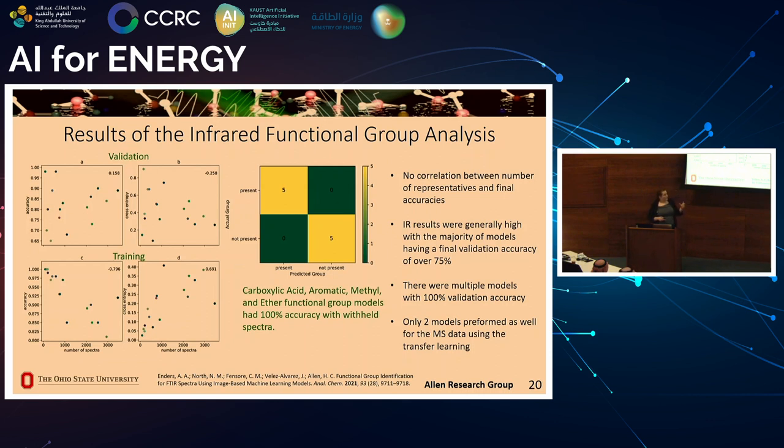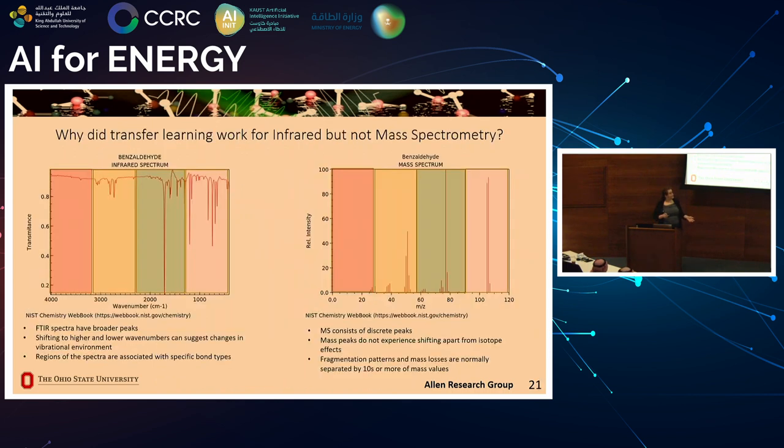The unfortunate part about this was we tried this exact same process with the mass spectra, and it went very poorly. We only had two models that performed similarly well out of 20. So the question became, as we pivoted away from that, why did this process work well with the IR-based data, and why did it work so poorly with the mass spec-based data?